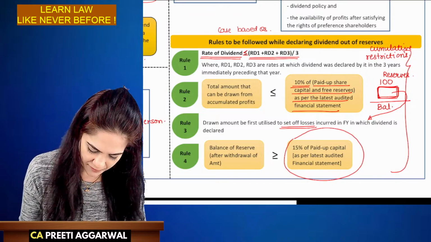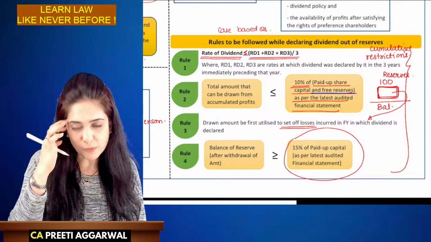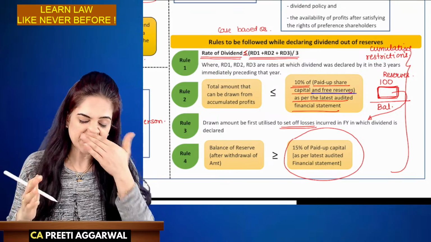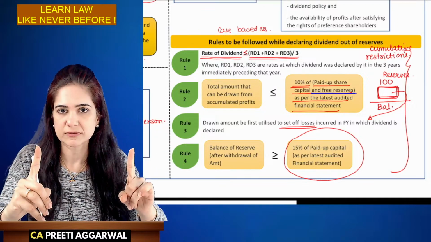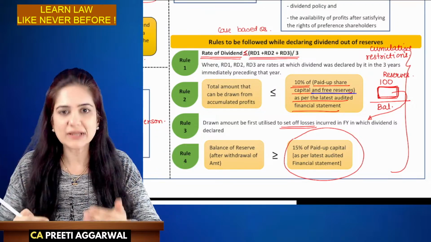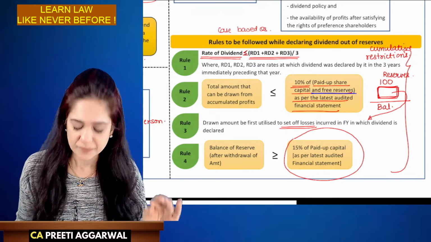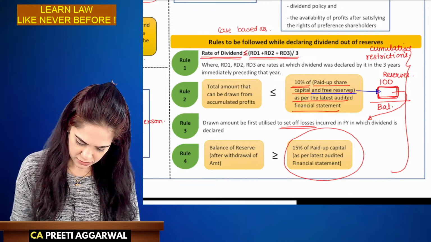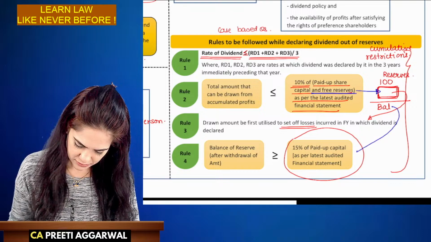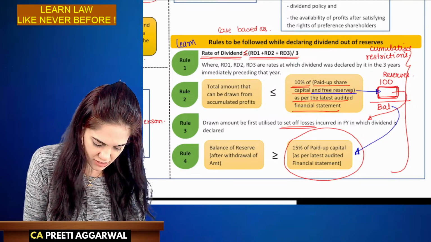Please note, students, here it is paid up capital and free reserves. So how much can I withdraw? Less than or equal to 10% of the paid up capital and free reserves. But whatever is balance should be at least 15% of the paid up capital. So you need to learn this because it is asked in exam.